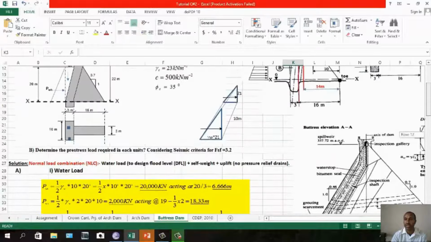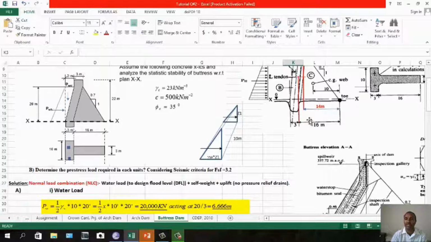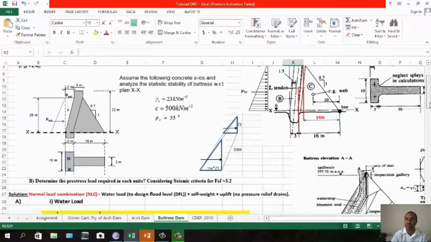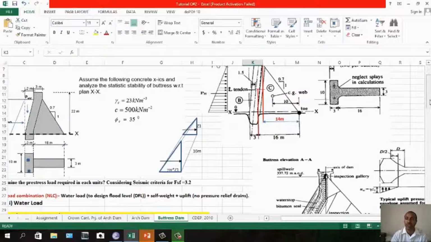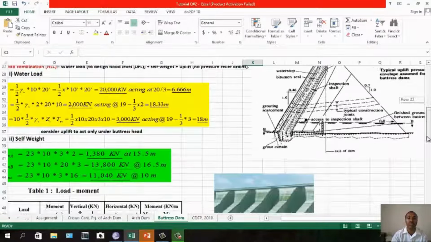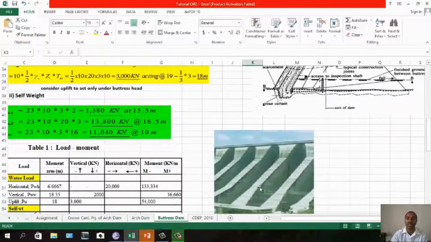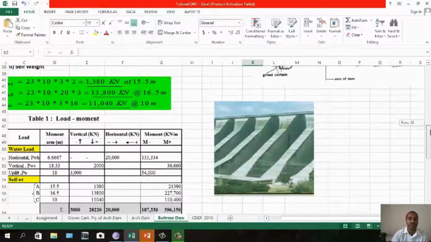So you have 16. Then you have 16 times 3 meter. This one, 3 meter width. Then you have height, then automatically you multiply. So just like this, we are calculating below the vertical point.